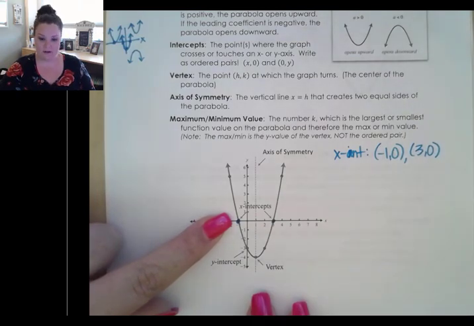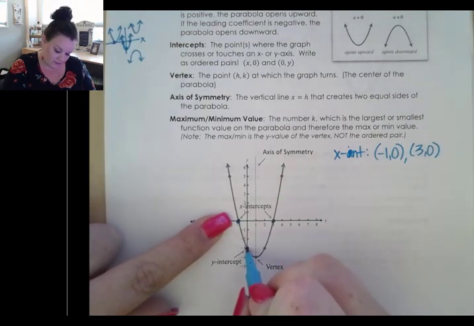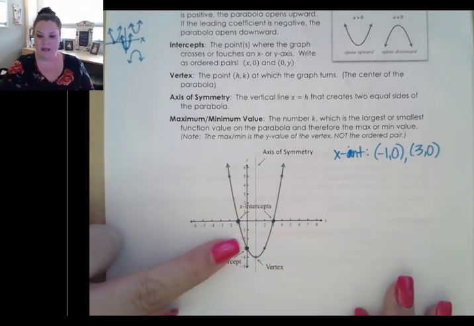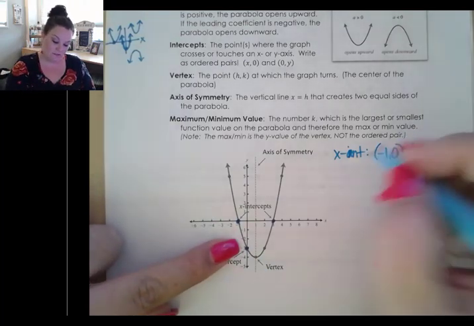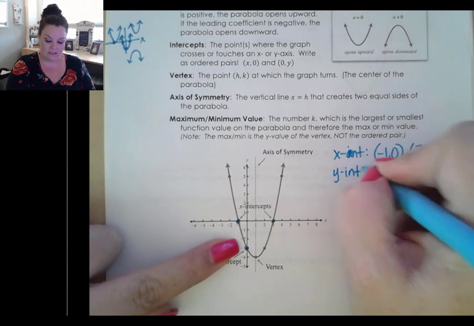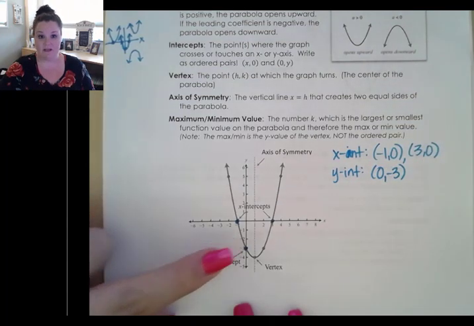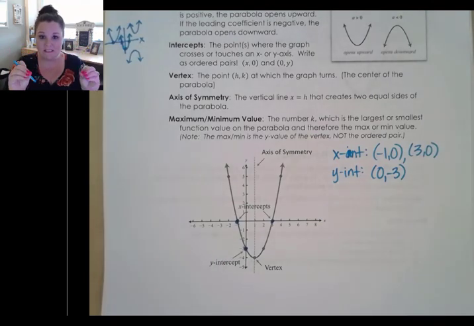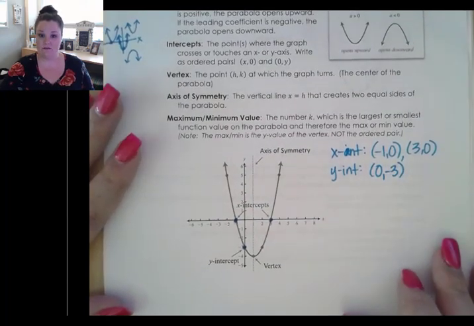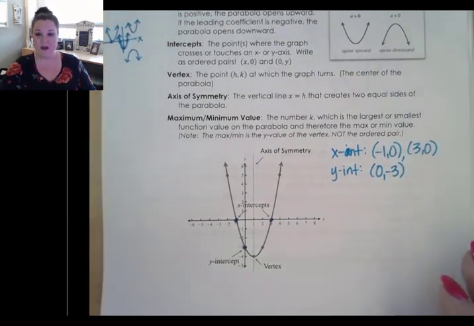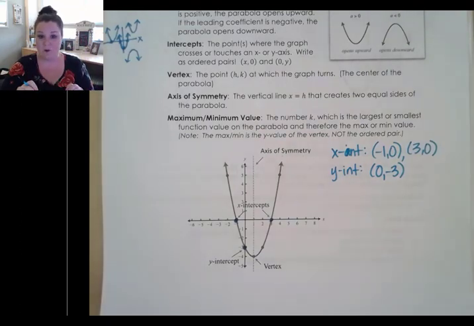And then our y-intercept is down here where it crosses the y-axis, and it crosses the y-axis at -3. So again, when we write our y-intercept, we would write that as the ordered pair (0, -3), because intercepts represent points on a parabola, so we want to make sure that we represent them as ordered pairs, okay? All right, so we know how to determine if it opens up or down. We know how to identify x and y intercepts. The next thing is the vertex.